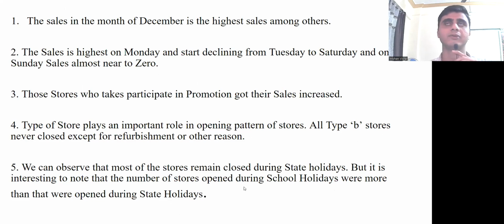Sales in December were the highest among the others. Sales are highest on Monday and start to decline from Tuesday to Saturday, and Sunday is almost zero. Stores that participate in promotion got their sales increased. Store type plays an important role in the opening patterns of all the stores. All type B stores never closed except for refurbishment and other reasons. Most of the stores remain closed during state holidays, but it is interesting to note that the number of stores opened during the school holidays was more than during state holidays.